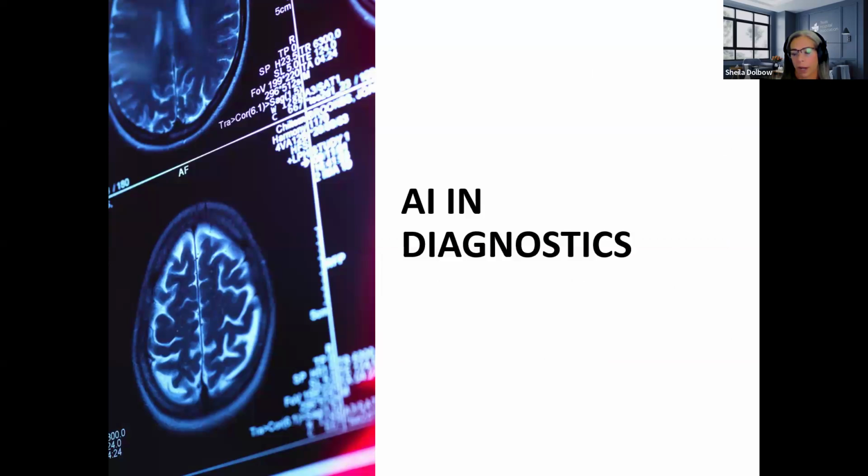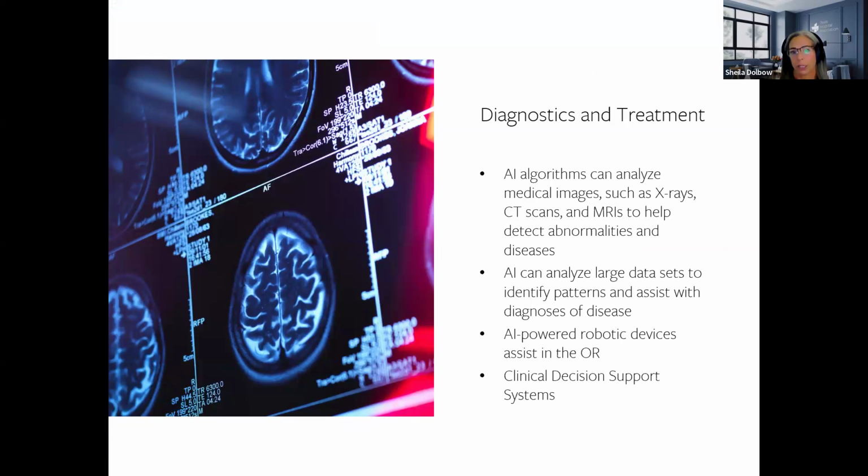Now let's look at AI and diagnostics and how it's being used in that setting. When it comes to diagnostics and treatment, we have some AI algorithms that are being utilized right now to help analyze some of our medical imaging. These include X-rays, CT scans, and MRIs. They do have the ability to detect abnormalities and diseases found on those, and they do it with some sense of accuracy. They can analyze large data sets to help identify patterns, and help us when it comes to diagnosing diseases or potentially building care plans.